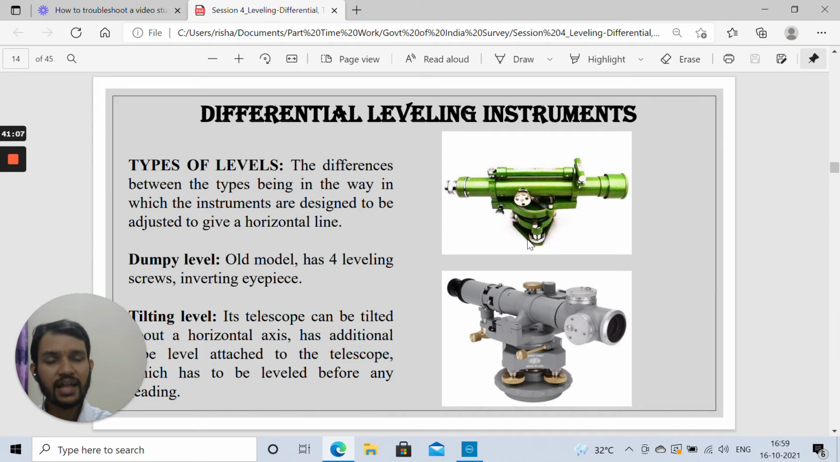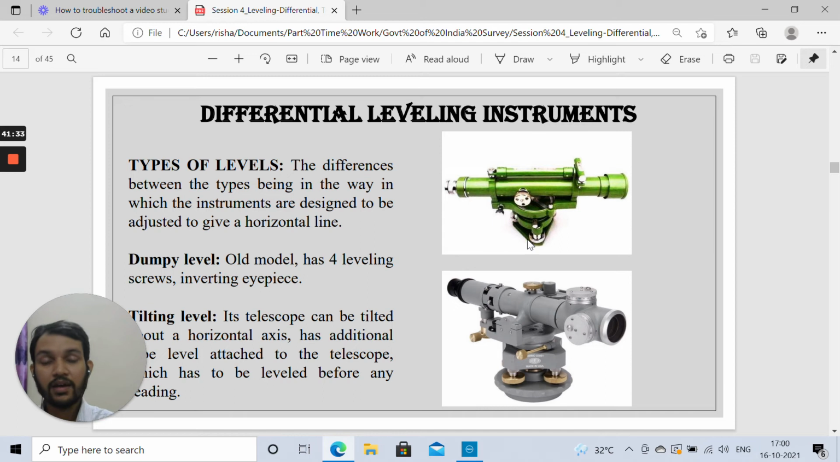But the eyepiece of this dumpy level is inverted. Through this, when you look, you get the inverted reading, and it has got 4 leveling screws instead of 3, because it was initially used where firstly we balanced with the help of 2 alternate screws, and then we rotated the equipment by 90 degrees, and then again balanced it with the help of the other alternate leveling screws.